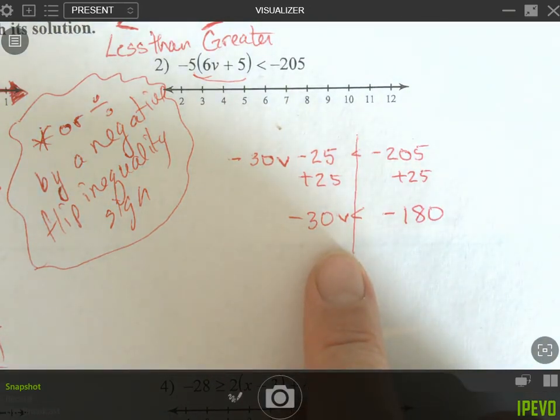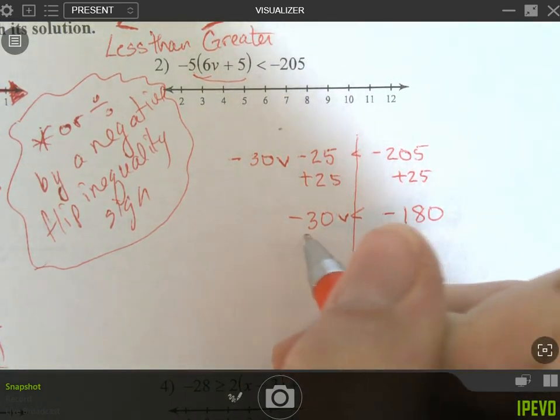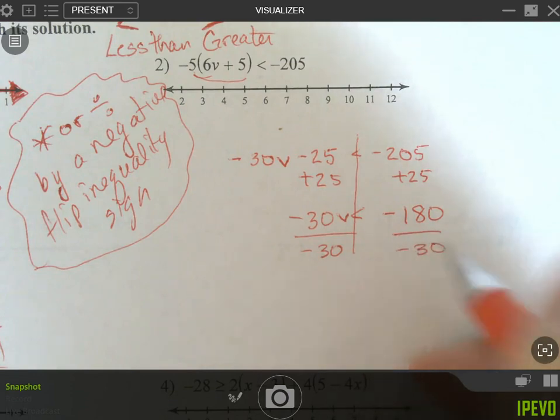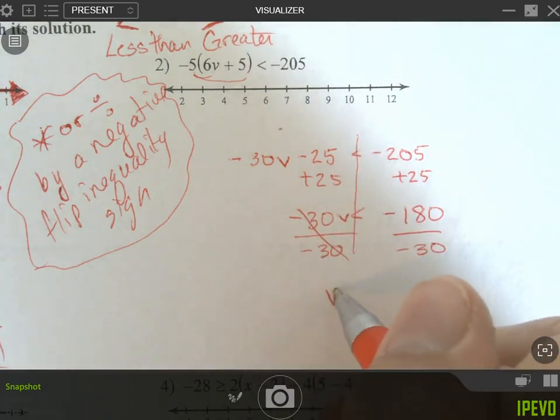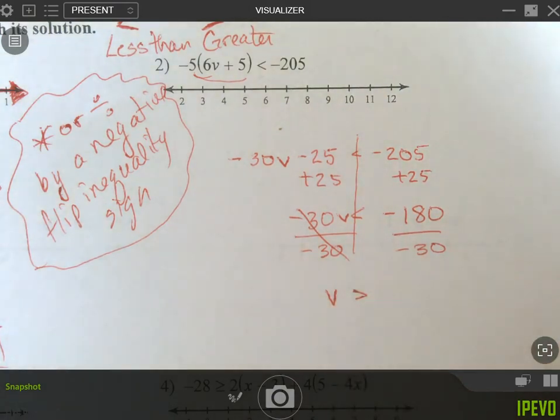Okay, so now what? Divide both sides by negative 30. Okay, so you're telling me to divide by a negative. So what do I need to remember? Flip the sign. So v is what? Greater than 60. Greater than positive or negative 60? Positive 60.